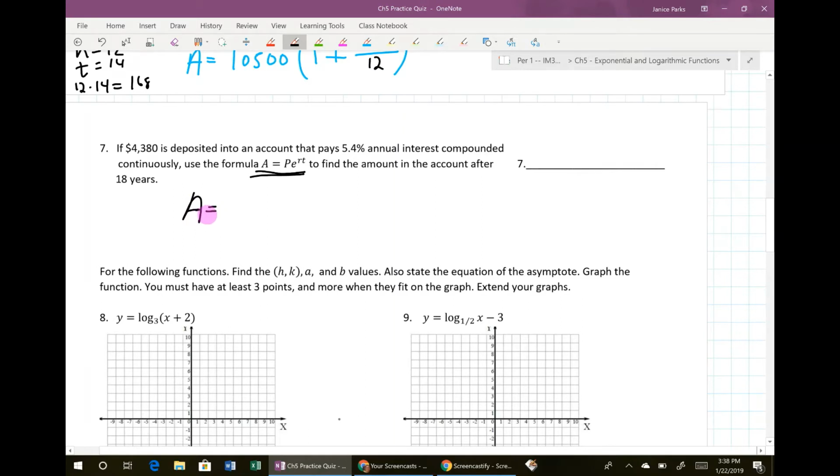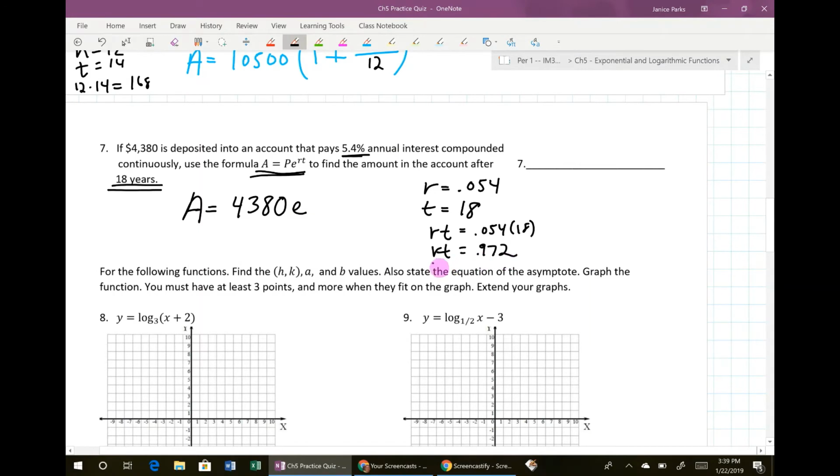When you write your formula, make sure you put A equals P, the number that you've deposited, the initial value, the principal value is 4,380. The interest rate is 0.054. The time that it's in the bank is 18 years. And if you multiply R times T, 0.054 times 18, you get 0.972. That's the exponent of E.